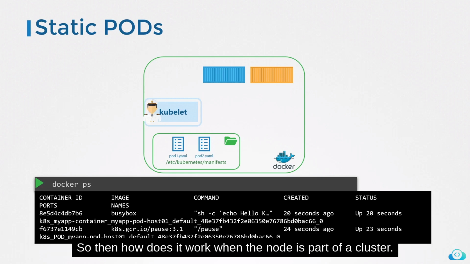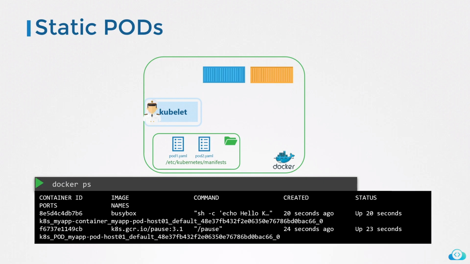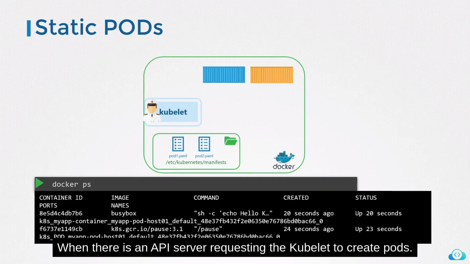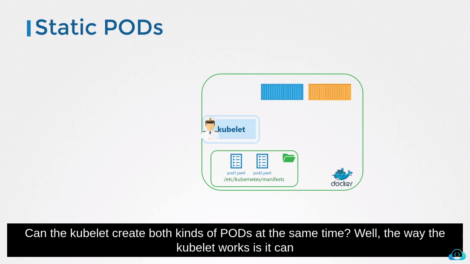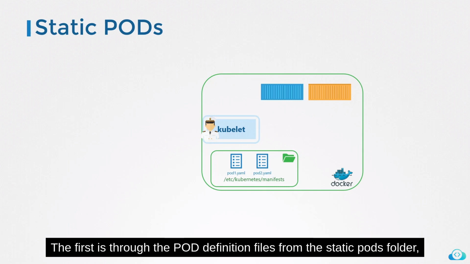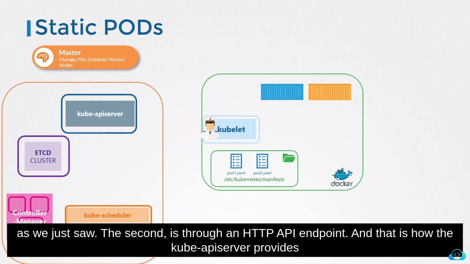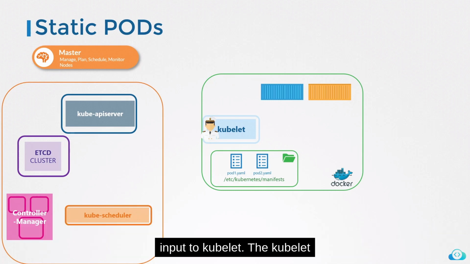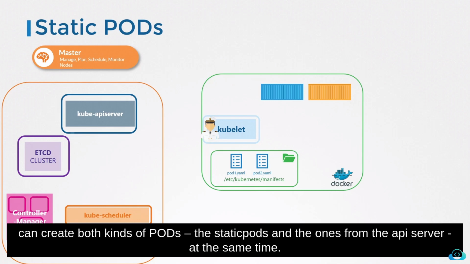So then how does it work when the node is part of a cluster? When there is an API server requesting the kubelet to create pods, can the kubelet create both kinds of pods at the same time? Well, the way the kubelet works is it can take in requests for creating pods from different inputs. The first is through the pod definition files from the static pods folder, as we just saw. The second is through an HTTP API endpoint, and that is how the kube API server provides input to the kubelet. The kubelet can create both kinds of pods, the static pods and the ones from the API server, at the same time.